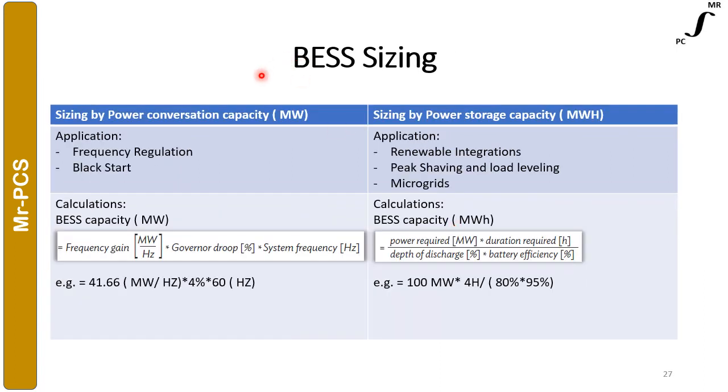Battery energy storage can be sized in power, that is megawatt, or energy, that is megawatt hour. Megawatt sizing is suitable for black start and for the frequency regulation application, whereas megawatt hour is suitable for renewable integration, peak shaving, and for microgrid application. The formulas for both the calculations are as shown in this slide.